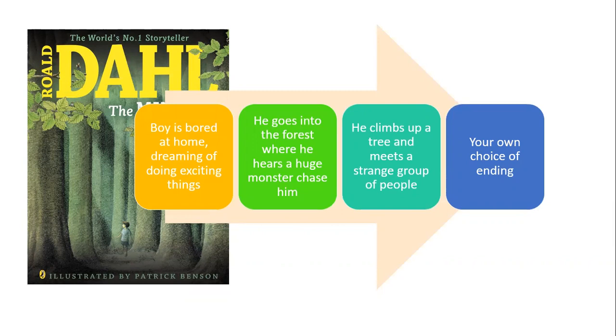So here's our four sections, really. You've got a boy, he's bored at home and he's dreaming of doing exciting things and he's not allowed to. Then he goes into the forest, doesn't he? We describe that forest, and then he hears this huge monster chasing him and he runs away. He climbs up a tree and then he meets a strange group of people, in this instance called the Min Pins, very small people. And then you're going to have your choice of ending. So we don't know what happens yet in the Min Pins. We will find that out, but we want your choice of ending there.